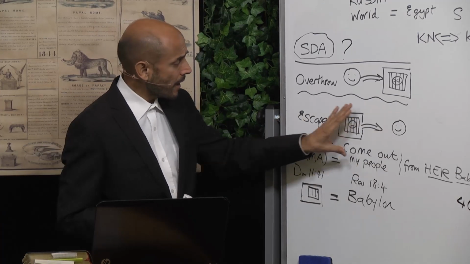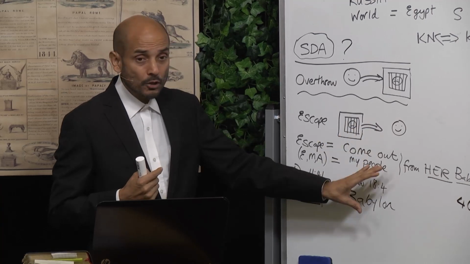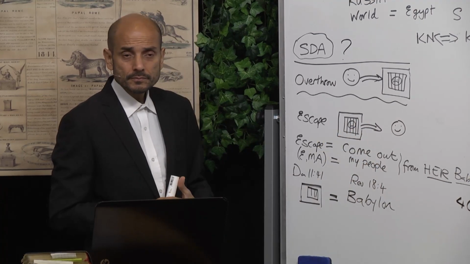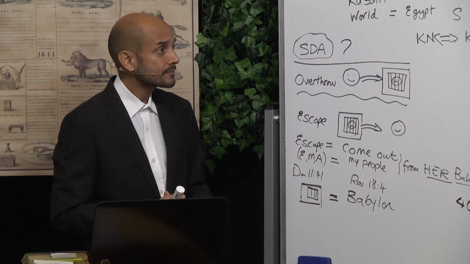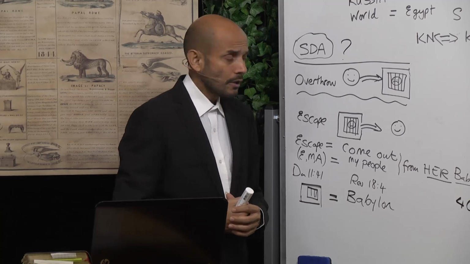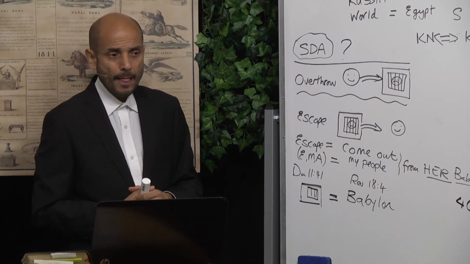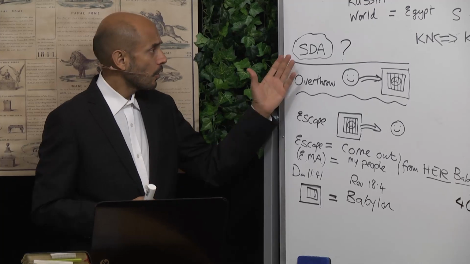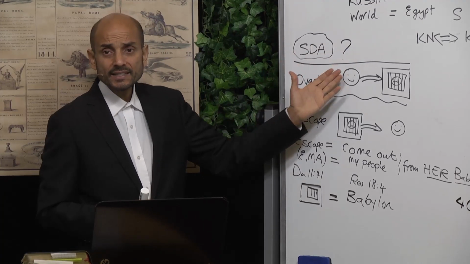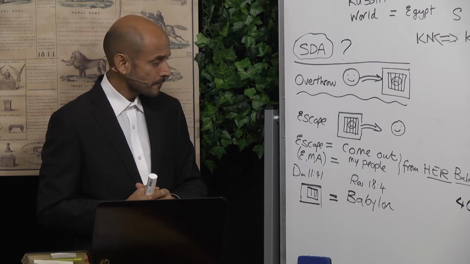These people here are people who are part of Babylon. They're God's people, and they're going to come out. So who are these people that are overthrown? We've suggested that they're Seventh-day Adventists.